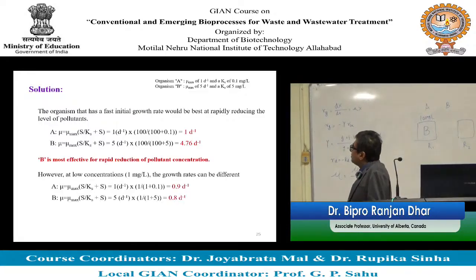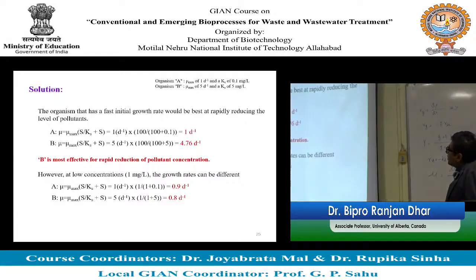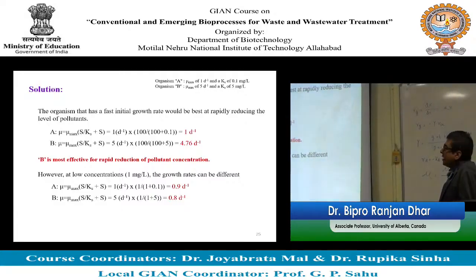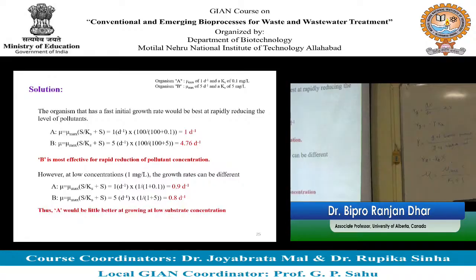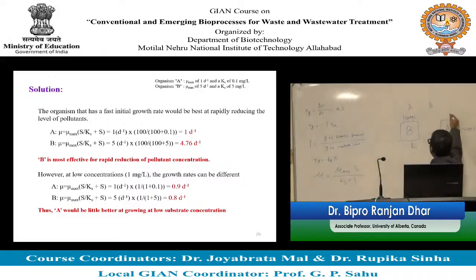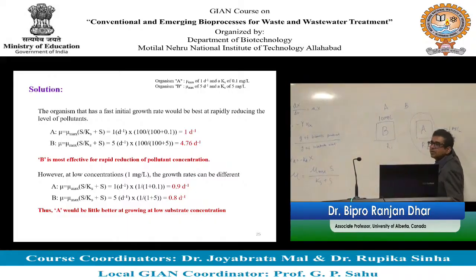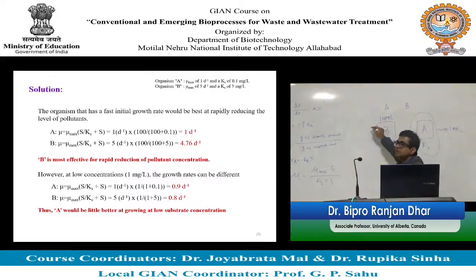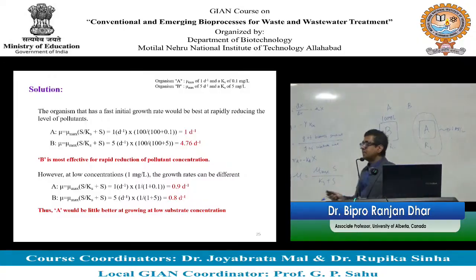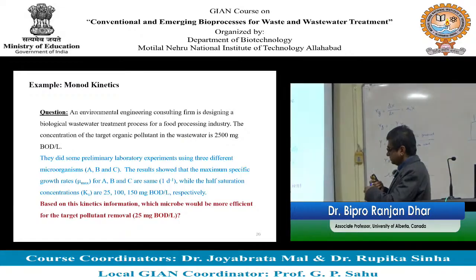In the second step, we want to reduce it to 1 milligram per liter, right? So now my substrate concentration is 1 milligram per liter. If I plug in those numbers, A is 0.9 per day and B is 0.8 per day. So A is slightly better than B, and we can put A here. So A is going to be more efficient for step 2 and B is going to be more efficient for step 1. Okay, I have some more examples on that.